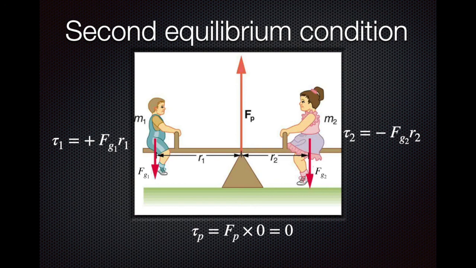So we can see that if it was just that child on the teeter-totter or the seesaw, it would start to rotate in the counterclockwise direction, so that torque is going to be positive. And the torque that is caused by the child in the pink dress is going to be negative, right? So we need that total torque to be 0 to meet the second equilibrium condition. Because one's positive and one's negative, we know that in principle that's possible, but they have different masses, and so there's going to be different forces.